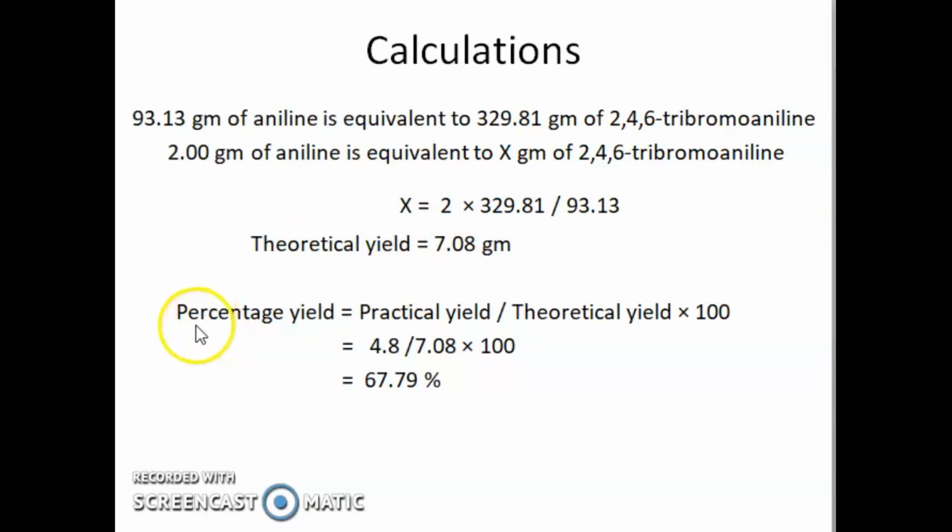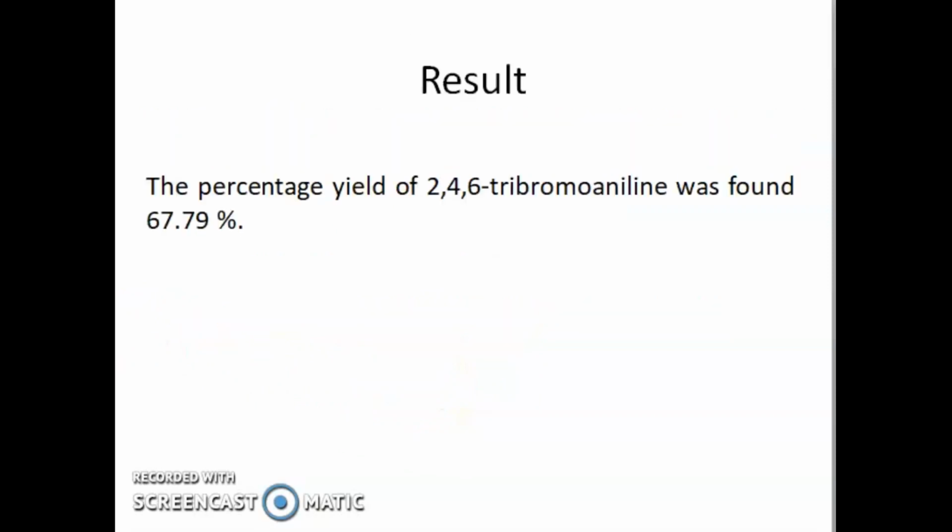Now we have to find out the percentage yield. The formula for percentage yield is practical yield upon theoretical yield into 100. Our practical yield is 4.8 gram and our theoretical yield is 7.08 gram. So 4.8 divided by 7.08 into 100. By calculating this, we get the answer 67.79%. So finally, we can conclude our result as the percentage yield of 2,4,6-tribromoaniline was found to be 67.79%.